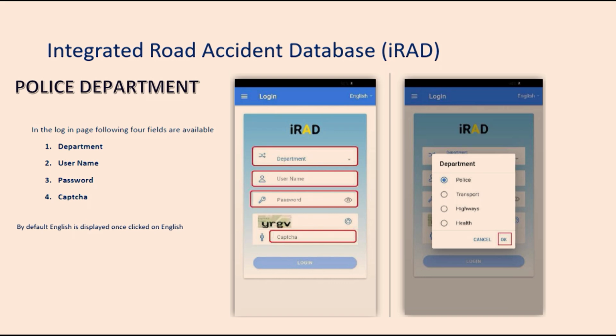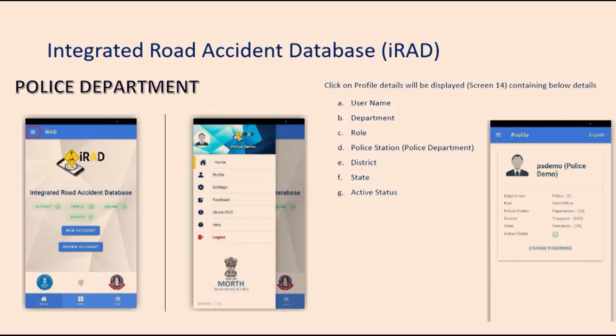Then once you say OK, it will ask the next question, and your credentials will get verified and displayed, showing who is the person filling up this data. Okay. Then you choose whether you want to modify an old report, review an accident, or create a new accident.